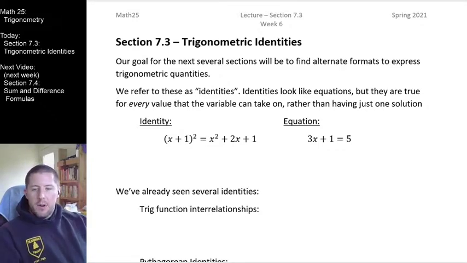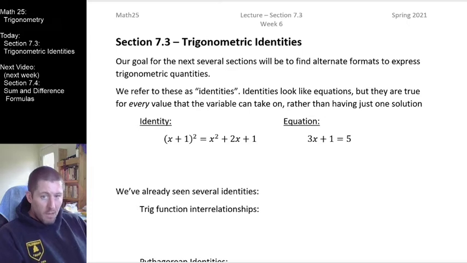So what we want to do first here is make the distinction between an identity and an equation. Identities are a special case of equation. Sometimes it's hard to even tell that something you're looking at should be considered an identity. The difference is that identities are true for every single value that the variable could possibly take on, whereas equations are only true for a specific subset of possible values that the variable could ever take on.